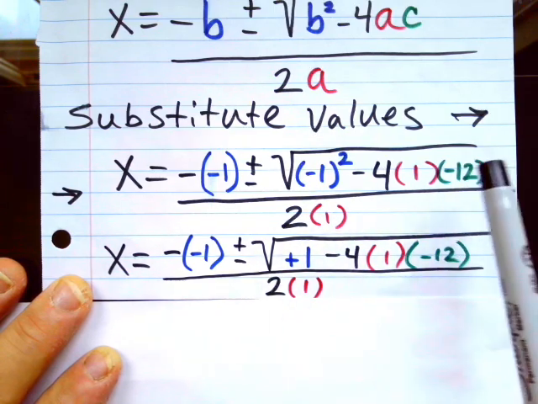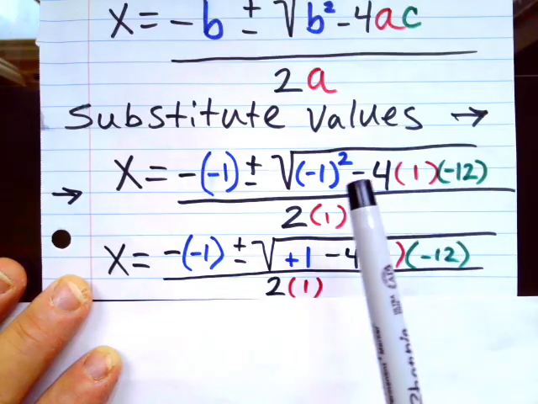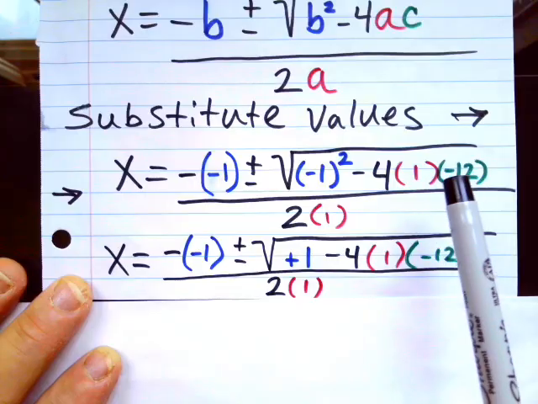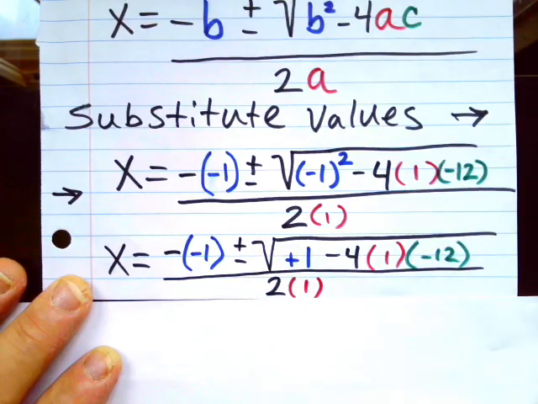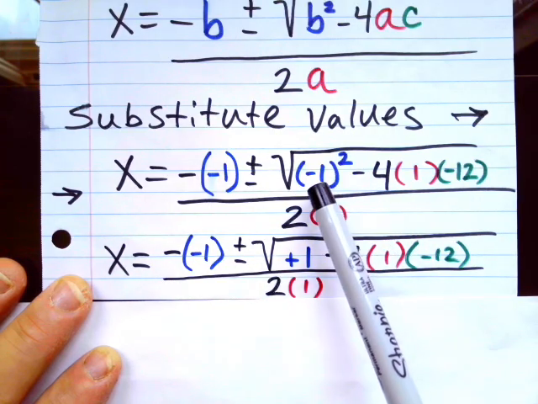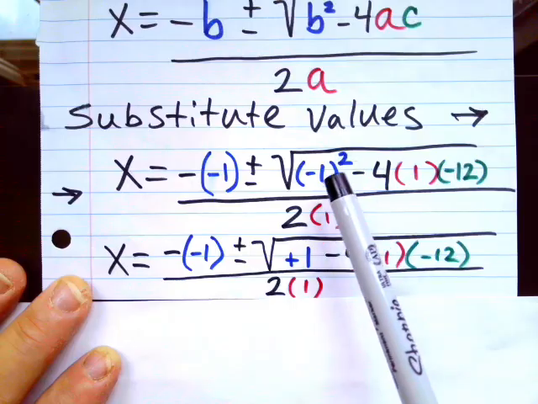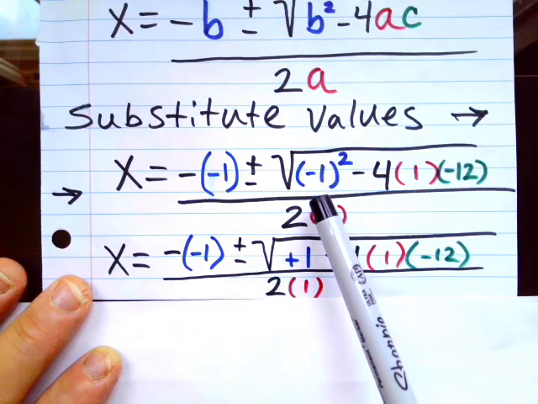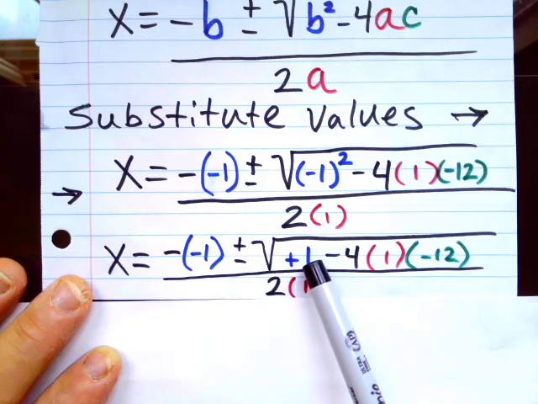So do I have any parentheses here? I do, but they're only for organizational purposes. There's nothing inside the parentheses I can do. So then you're going to follow the next step: exponents. Do I have any exponents here? Yes, I have an exponent. Negative 1 to the second power means negative 1 times negative 1. Negative times a negative gives me a positive. 1 times 1 is 1.